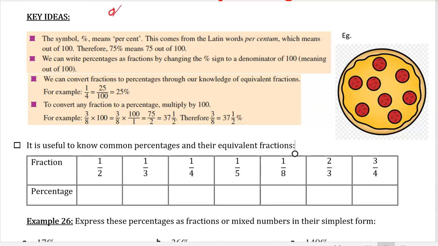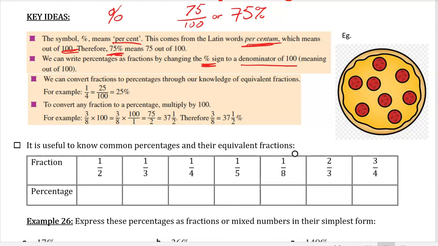Okay, the symbol that we know as per cent comes from Latin per centum for 100. Therefore, 75% means 75 out of 100, or 75 per cent. So we write percentages as fractions by changing that percent sign to create a fraction, as I just did there, with a denominator of 100. So that way, whatever that top number is out of 100.